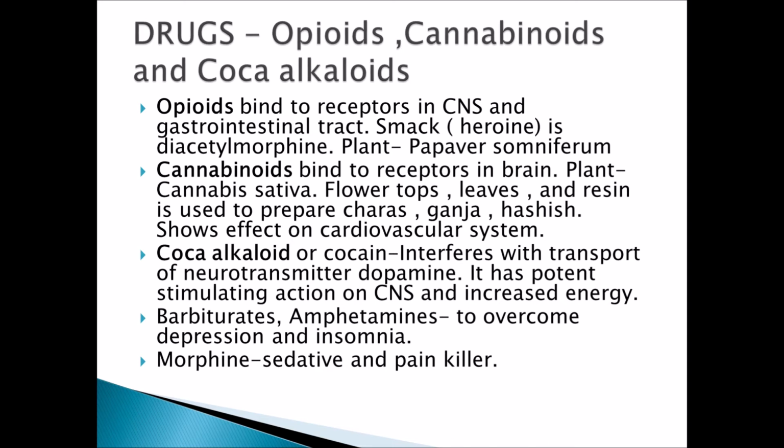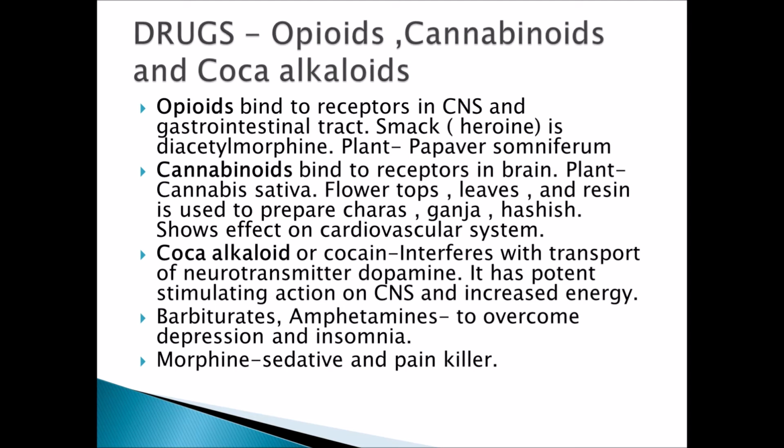Now let us see drugs such as opioids, cannabinoids and coca-alkaloids. Opioids bind to receptors in central nervous system and gastrointestinal tract. Smack is diacetylmorphine, which is very commonly used. It is obtained from Papaver somniferum. Commonly we call it as a poppy plant.